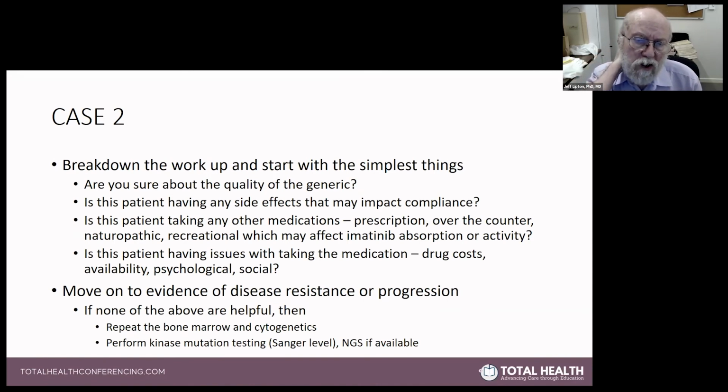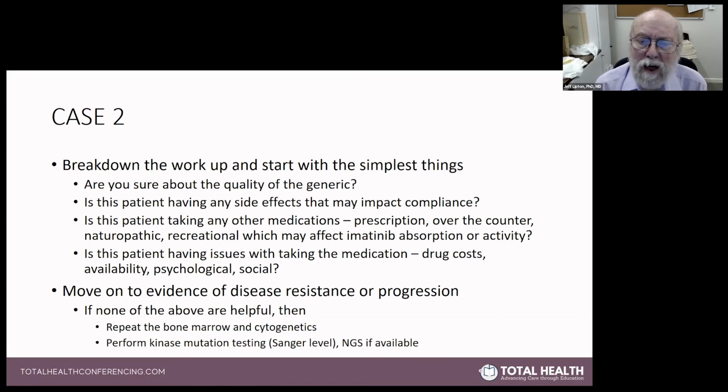Are you sure about the quality of the generic? This person was on a generic. Well, where I am, we have good generics, but not every country has all the generics of top quality. Some are excellent, some are very poor. Is this patient having any side effects? Is, for instance, they're having a lot of GI side effects because it's imatinib, and this causes problems when he wants to go out and do things every morning? Is the patient taking other medications? As these may be prescription, over-the-counter, naturopathic, recreational, all of which may affect the absorption or the activity of the drug. And are there social issues?